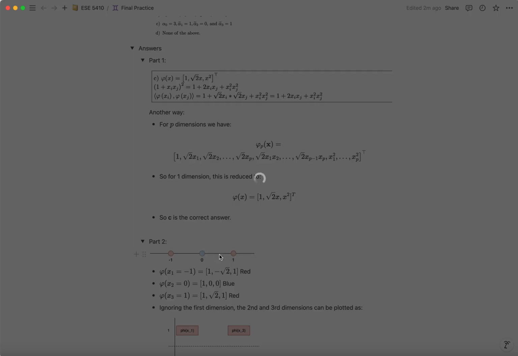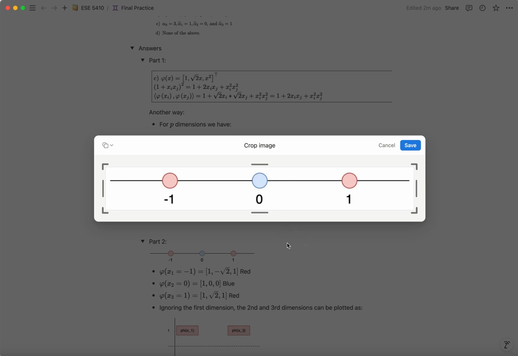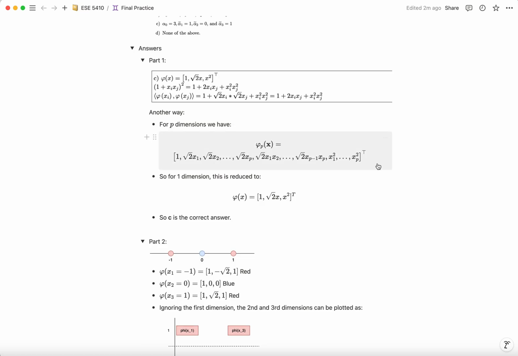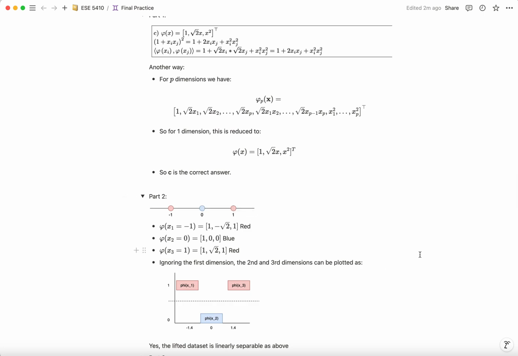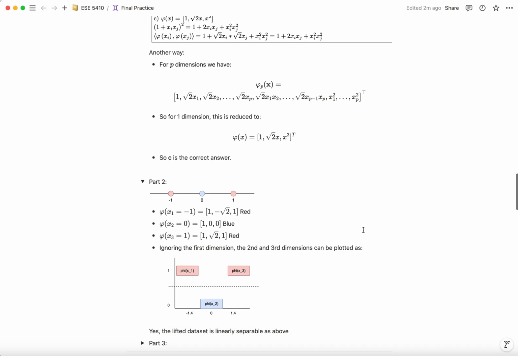So again, this is our data set. We have x1 equal to -1 with a red label, x2 equal to 0 with a blue label, and x3 equal to 1 with a red label. And we know that they are not separable in the original space as seen on this plot. We want to know if they're separable in the lifted space.